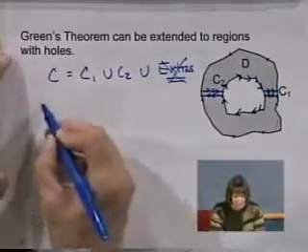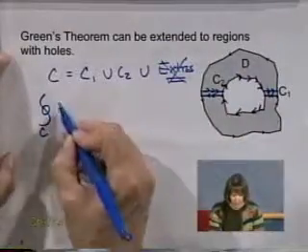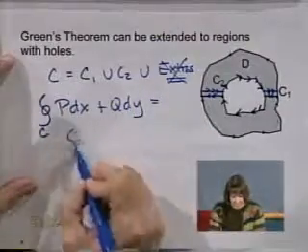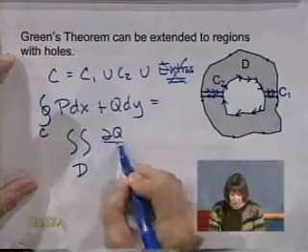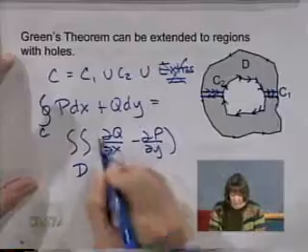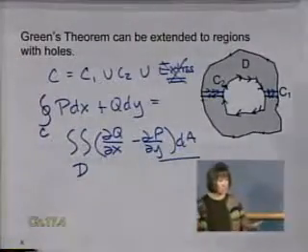So my question is, if I integrate over those two curves of p dx plus q dy, will that still equal the integral over that shaded region D of partial of q with respect to x minus partial of p with respect to y dA? And the answer is yes. And let me just take a minute and show you why.